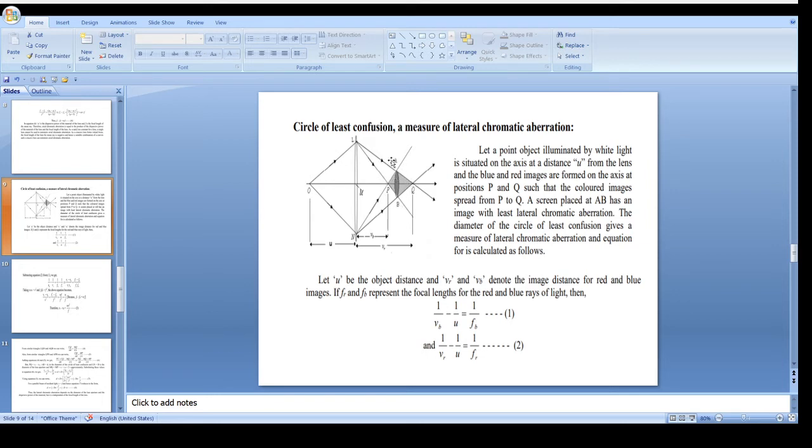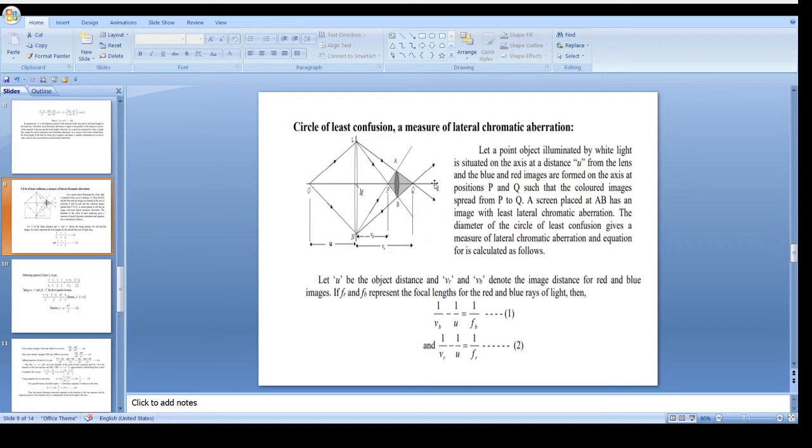AB is the aperture, or AB has the image with least lateral chromatic aberration. This image is O to M. Let U be the object distance. VR and VB: VB is the blue point and VR is the red point.